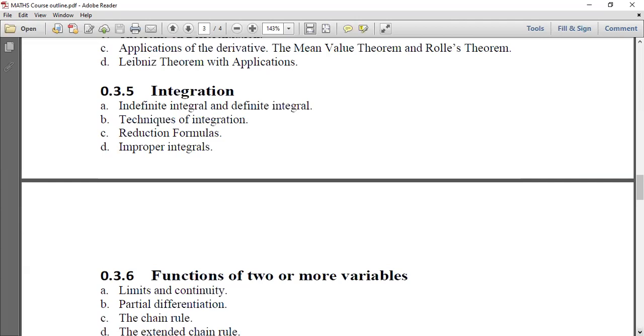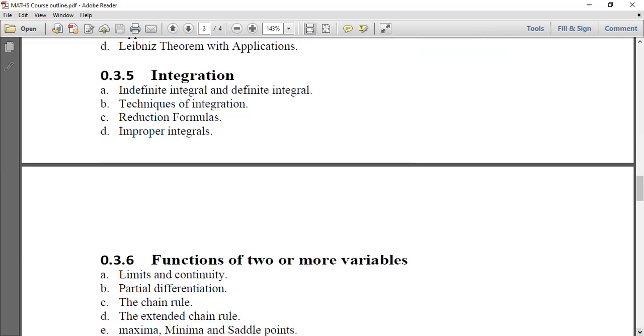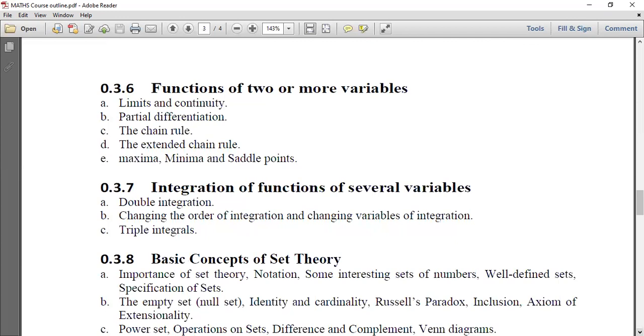Integration, we're also going to look at the definition of integration. We're going to look at indefinite integration and definite integration, techniques of integration, reduction formulas, and improper integrals. Then we are also going to go through almost the same structure, but now looking at functions of two or more variables.